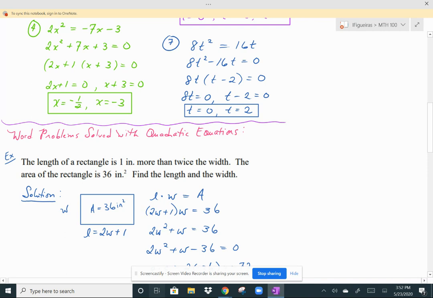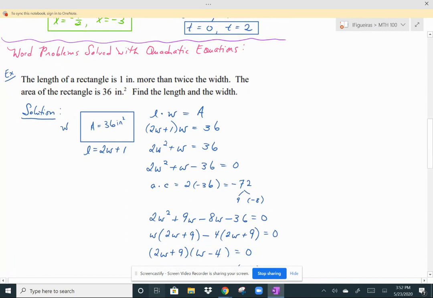So let's look at the first example. The length of a rectangle is 1 inch more than twice the width. The area of the rectangle is 36 inches. Find the length and the width. Okay, so you're told something about the length. You're told the length is 1 inch more than twice the width. So that means the variable, the dimension that I know nothing about, is the width. So that's the one I'm going to assign a variable to. I'm going to call it W. You could call it X if you prefer, or really any letter you like.